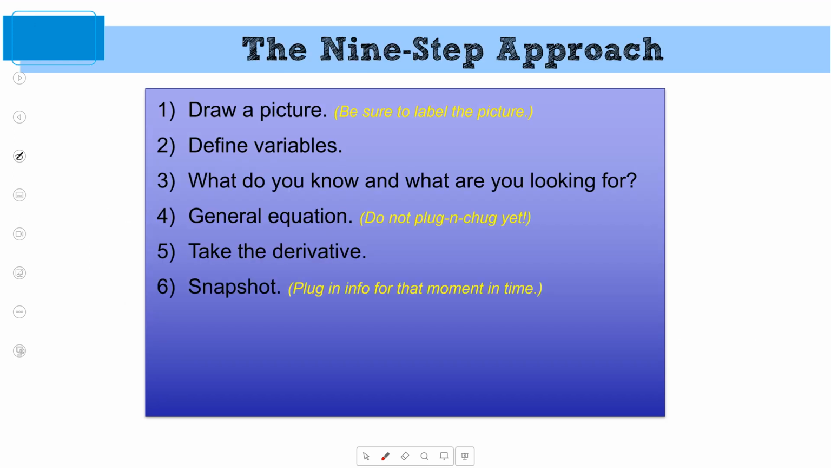Okay, so that's step 6. Step 7, solve the problem. Plug in what you know, solve for what you don't know. Step 8 and 9 seem kind of trivial, but they're important. Step 8, does your answer make sense?